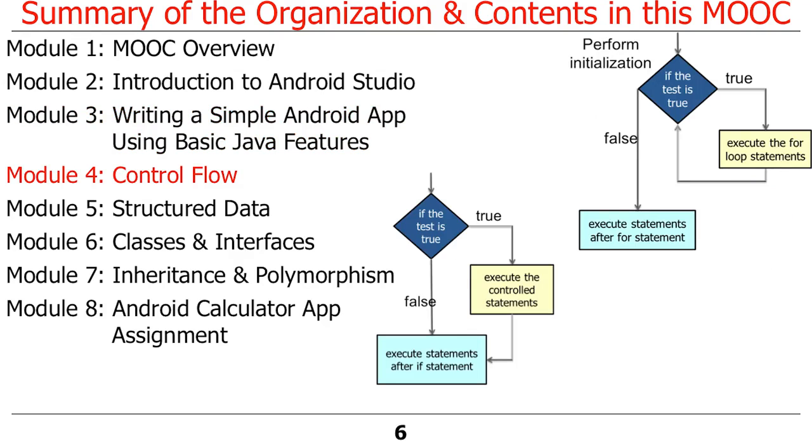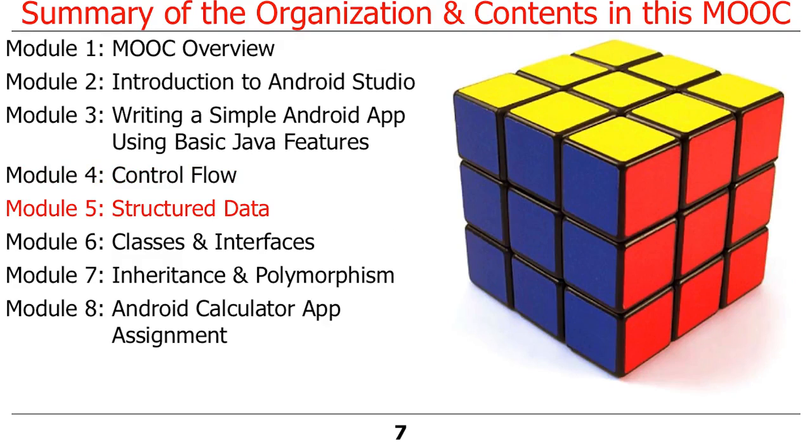Module 4 covers Java features that control the flow of execution through an app, including its various iteration constructs, such as for loops, while loops, and do-while loops, as well as its conditional execution constructs, such as if-else statements. Module 5 provides more detail on Java features that enable apps to access structured data. These features include its built-in arrays, common classes in the Java collections framework, such as ArrayList and HashMap, as well as the for-each loop, which can be used to iterate through each element in a Java collection.